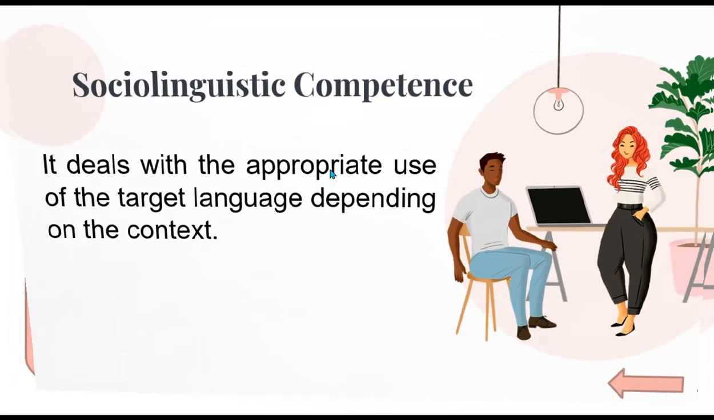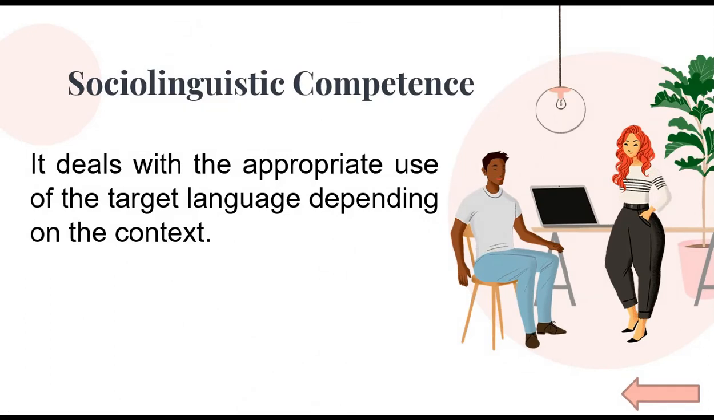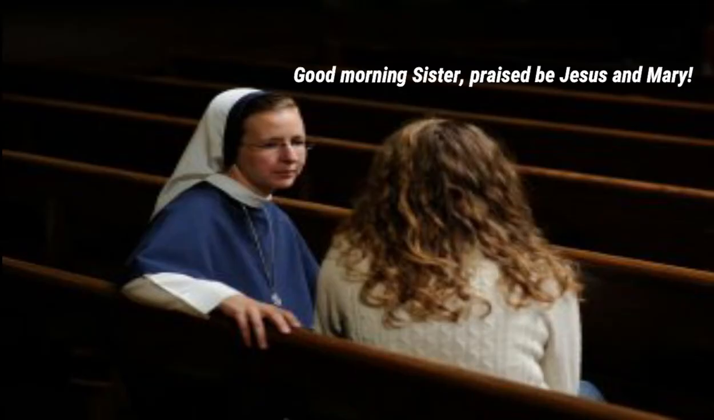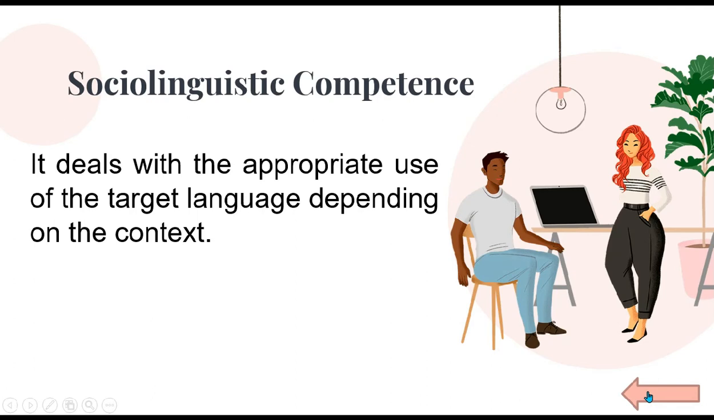The third communicative competence is the socio-linguistic competence. It deals with the appropriate use of the target language depending on the context. So class, this competence is exhibited when the shared context and the relationship of the speakers, among other social elements, are taken into consideration when communicating. Example: if you will be told to report to the principal's office, of course, you will speak in formal language, knowing that you are talking to the principal. Also, you will greet, "Good morning, sister, praised be Jesus and Mary." And you will not say, "Hey sister, what's up?" So that's what is meant by socio-linguistic competence.